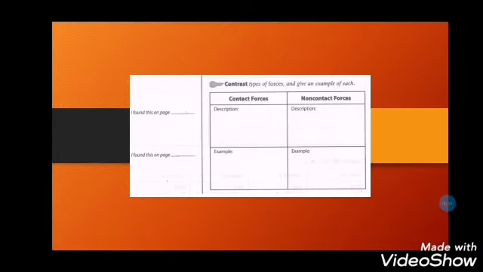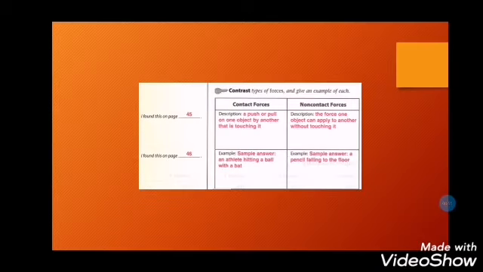The second exercise. Contrast types of forces and give an example of each. The answer to these questions are found on page 45 and 46. Contact force. The description: it's a push or a pull on one object by another that is touching it. Example. You can answer anything. This is a free answer. One example is an athlete hitting a ball with a bat.